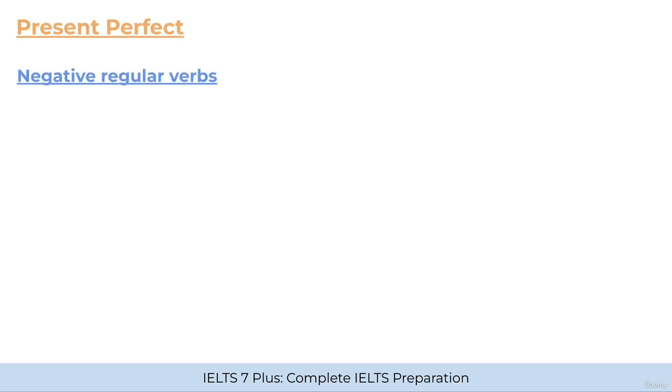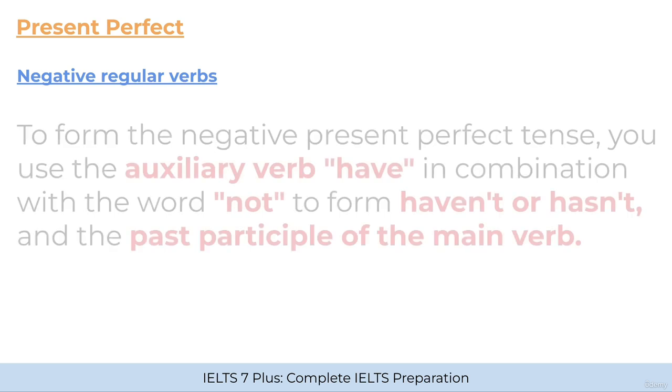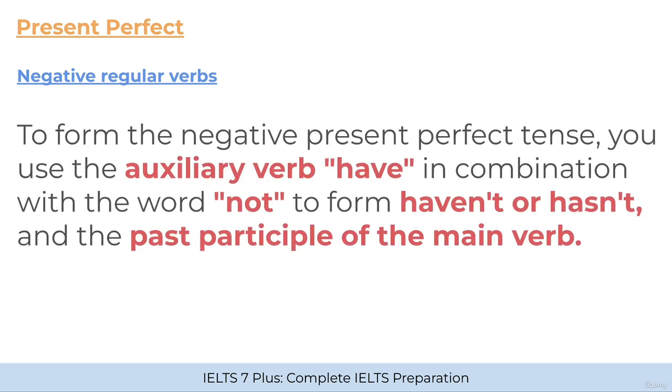Okay, so how do we form negatives with regular verbs? Well, we still want our auxiliary verb have, and we want to combine it with not to form either haven't or hasn't. And then we can follow this on with the past participle of the main verb, as we've been doing with this tense so far.